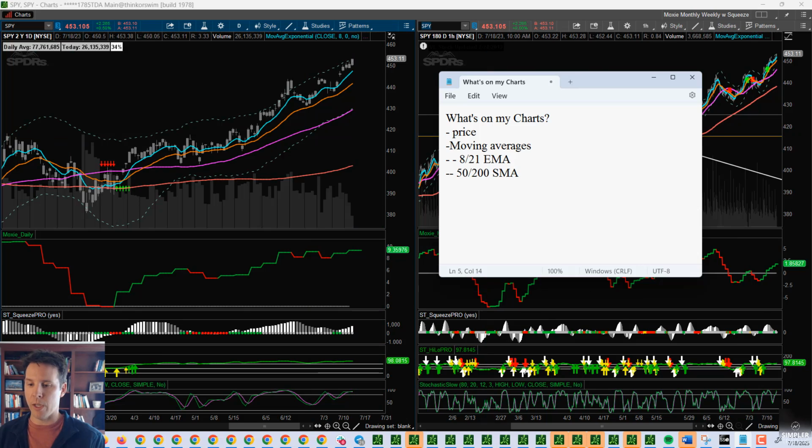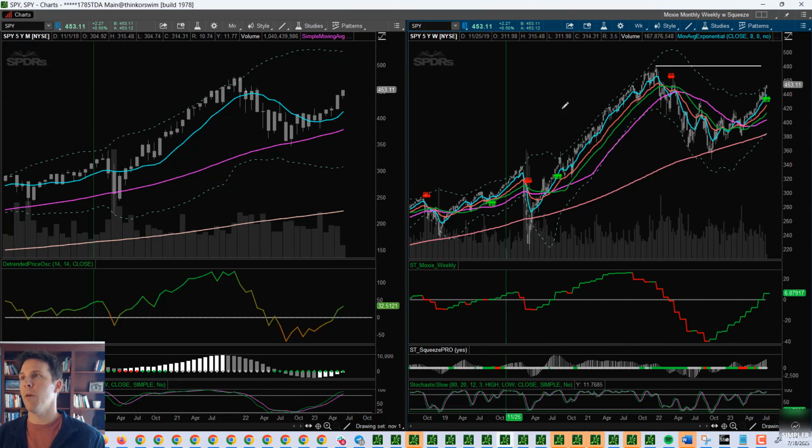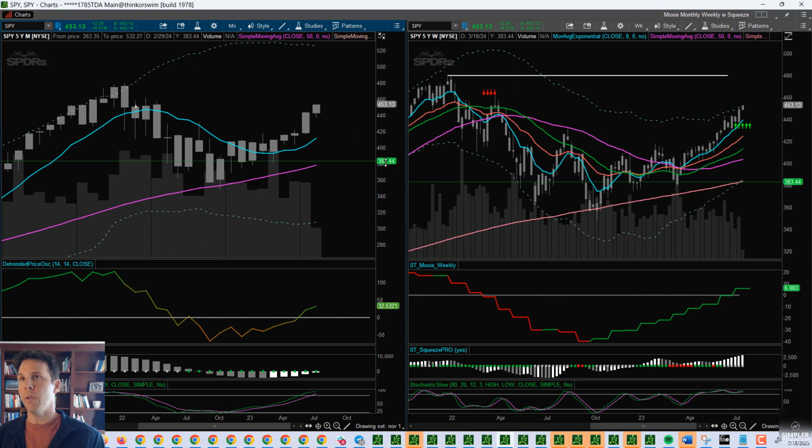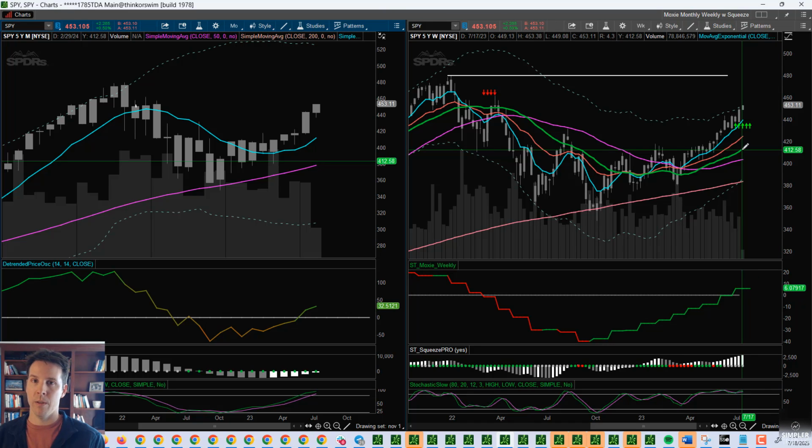Now, where we differentiate with this is if we come over here to the monthly and the weekly. The only changes I've made, let's start with the weekly. The only change that I've made is that I've added the 30. And this is the 30 SMA, and you can see that is the green line. That one I did color green, mostly because I don't use it too much.